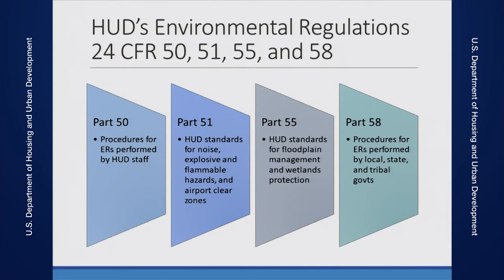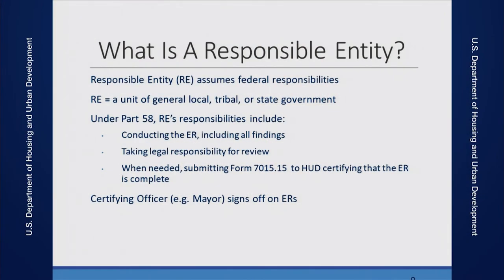With Part 58, we're back to procedures. That part outlines the procedures for units of local, state, or tribal government, known as responsible entities, or REs, who perform environmental reviews for projects using HUD financial assistance. This is a process that's unique to HUD. Instead of HUD performing its own environmental reviews as a federal agency, a responsible entity may take that authority and perform the review at the local, state, or tribal level under Part 58. Only certain organizations, namely units of general, local, state, or tribal government, may act as responsible entities, or REs.